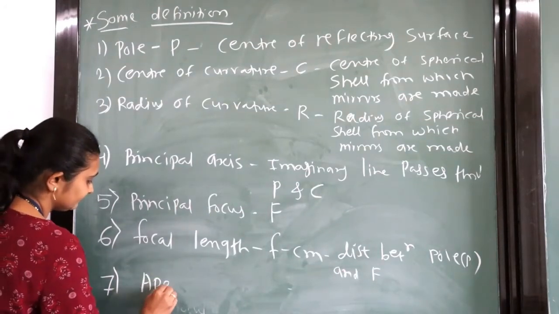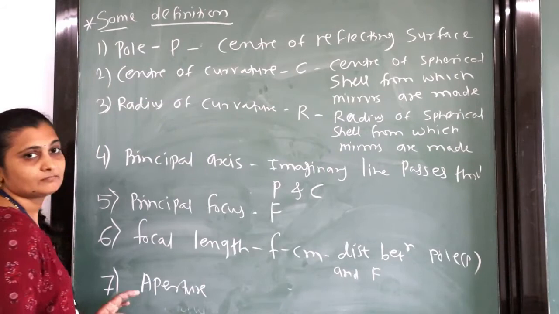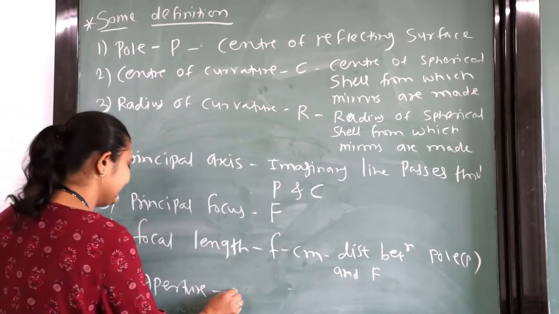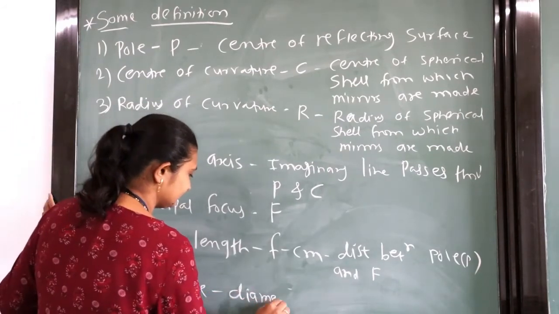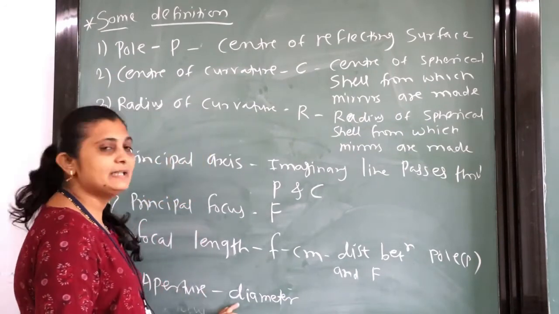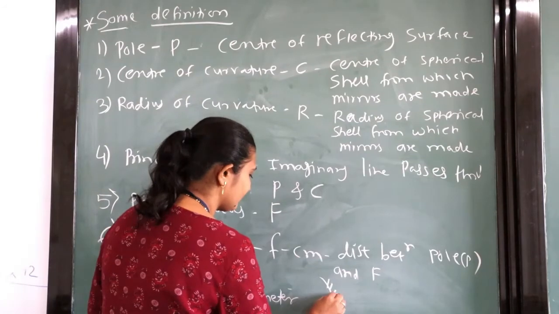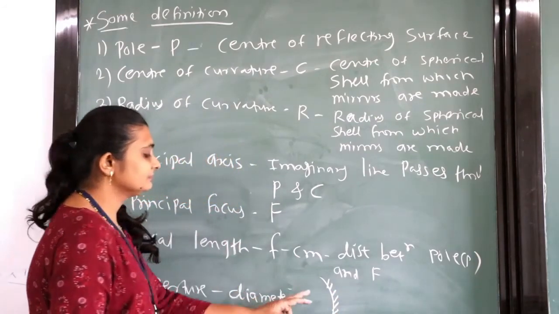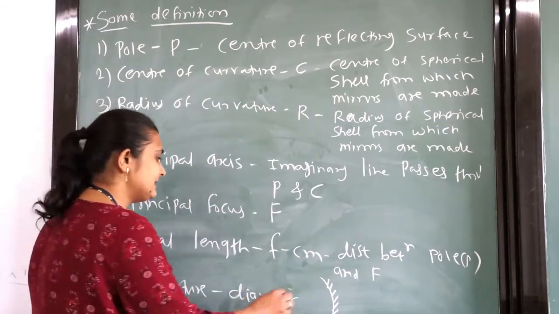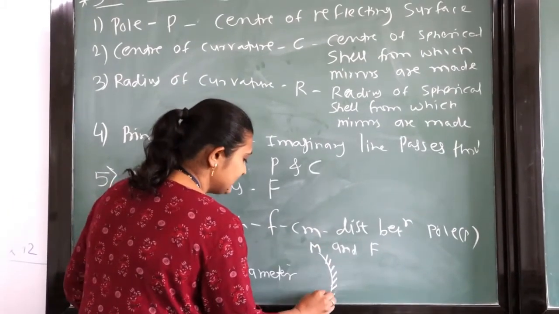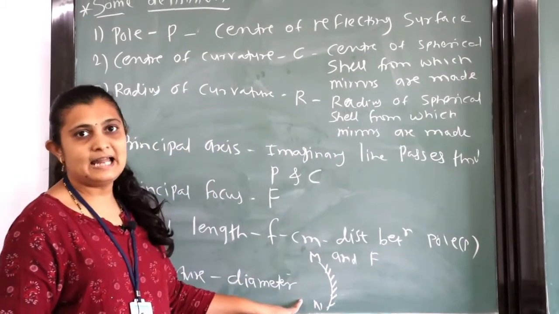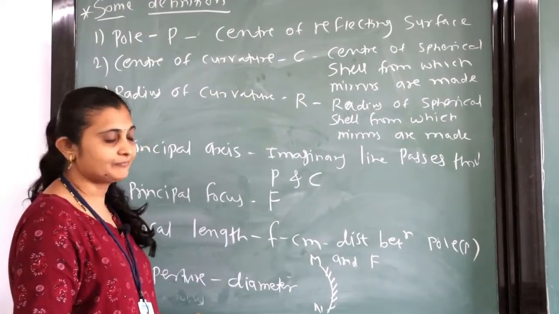And the last definition is aperture. Aperture means diameter. Suppose this is the concave mirror, and from this point to this point, MN is the aperture in this diagram. Correct?